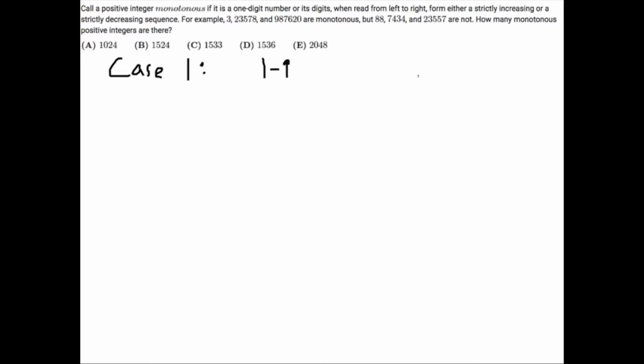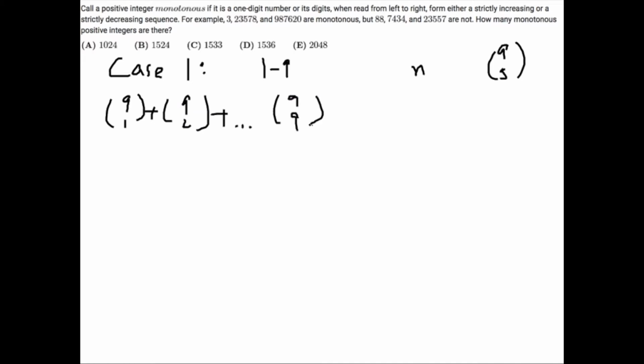And the key realization to solving this problem is that if we have n digits, then there's only one way to form a strictly increasing sequence and one way to form a strictly decreasing sequence. So for example, if we have 5 digits, then there's going to be 9 choose 5 strictly increasing sequences. So by this logic, for the first case, there's going to be 9 choose 1 plus 9 choose 2 up until 9 choose 9 strictly increasing monotonous integers.